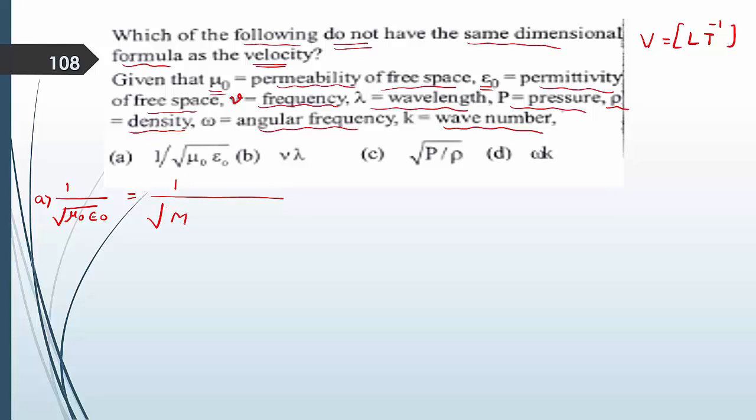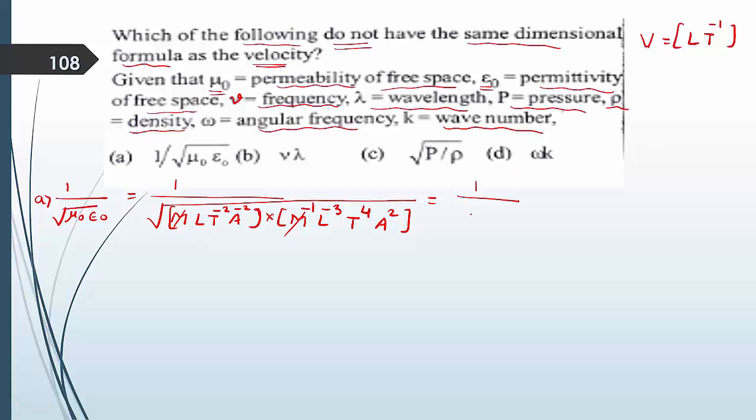Mu naught is m, l, t raised to minus 2, a raised to minus 2. Similarly, epsilon naught is m raised to minus 1, l raised to minus 3, t raised to 4, a raised to 2. This is the dimensional formula for permeability and permittivity. Solve this value. 1 divided by, here m raised to plus 1, m raised to minus 1 will get cancelled. L raised to 1, L raised to minus 3.